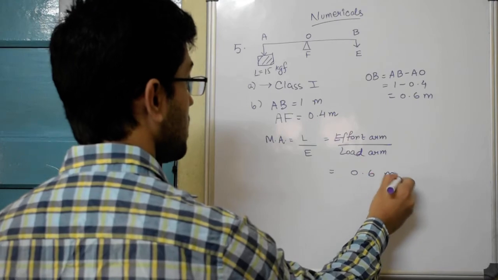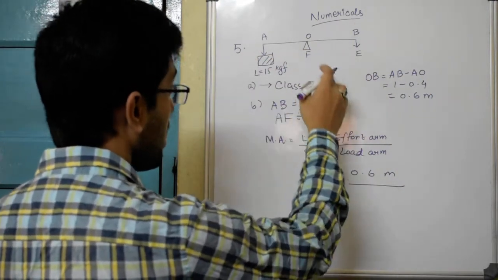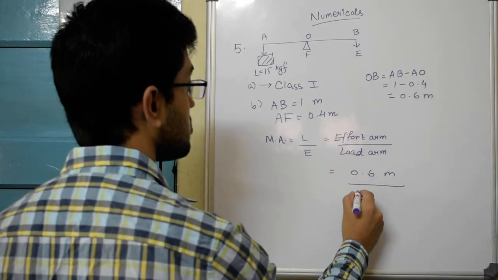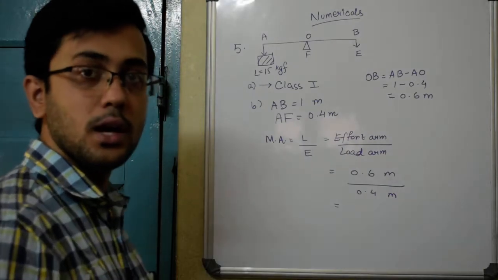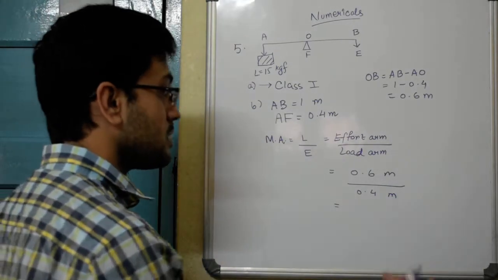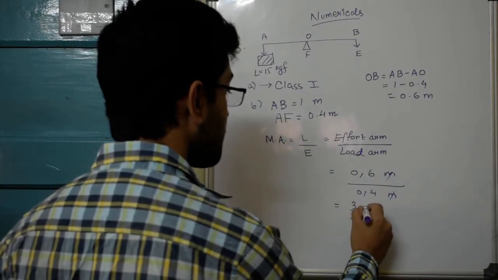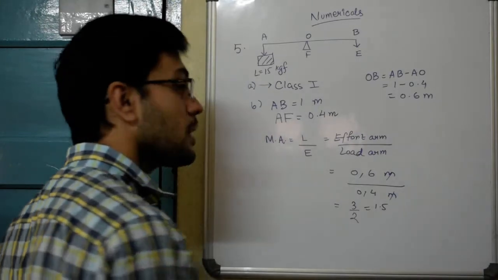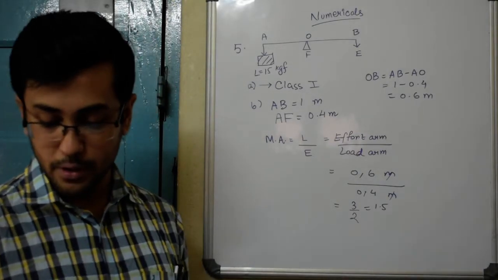And what is my load arm? Load arm is the distance between fulcrum and load, which is AF or AO, that is this distance, 0.4. So from here you can clearly see that there is no such binding rule that fulcrum has to be exactly at the center. The units cancel, the decimals cancel, so what remains is 3 by 2, that is simply 1.5. So the mechanical advantage for this class 1 lever turns out to be 1.5.